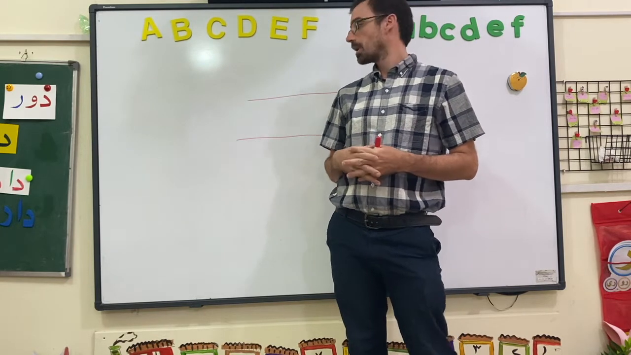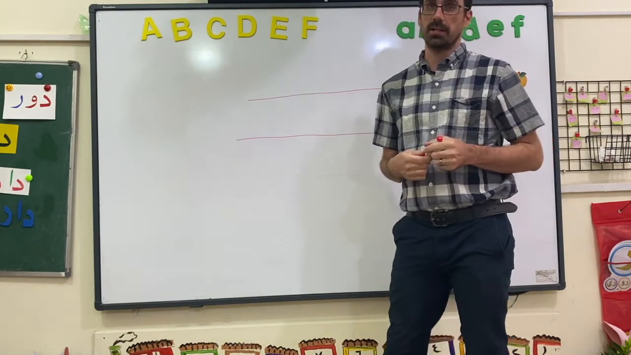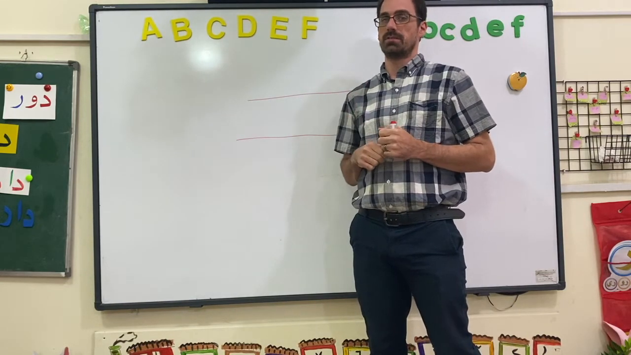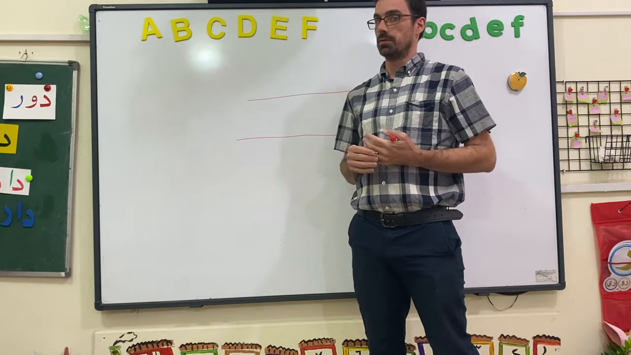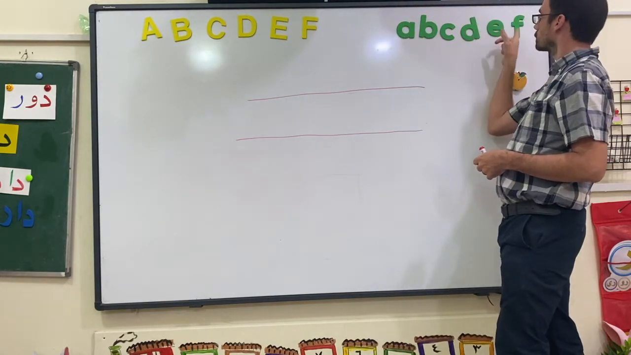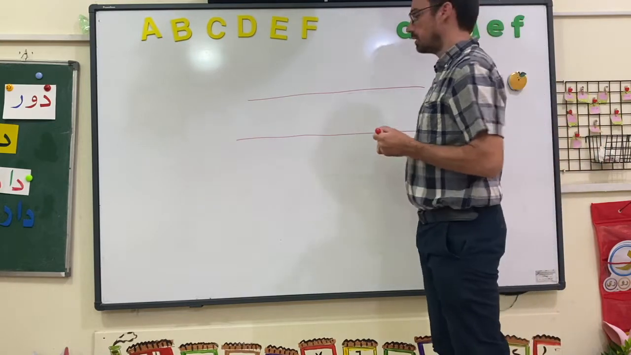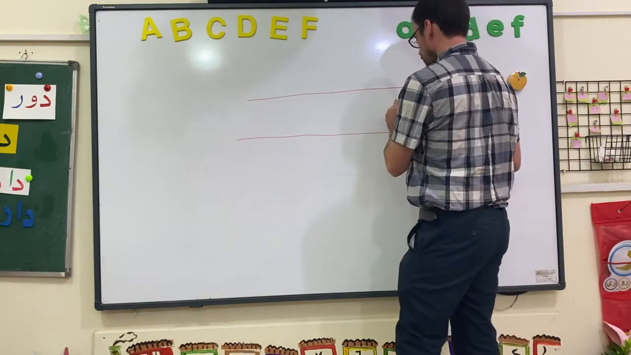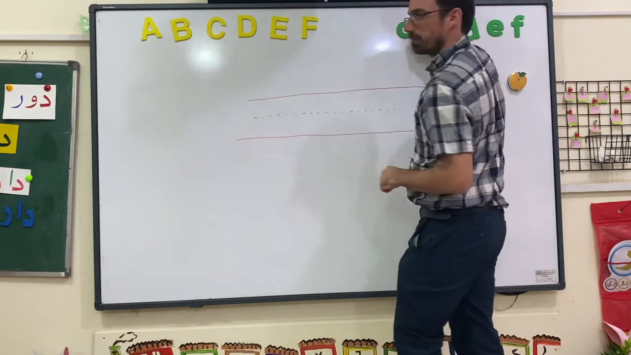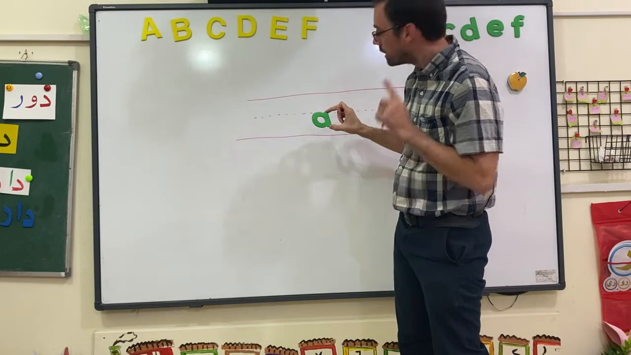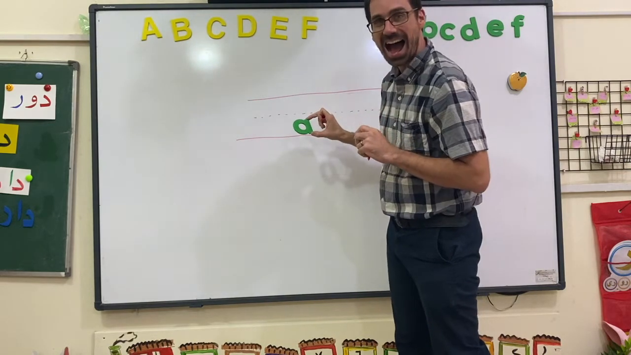Thanks for joining. So today we're going to be talking about how to write capital or big letters. So before, in our reviews, we talked about how to write little letters. But now, let's work on the big ones. Okay, first letter. What letter is this? A.